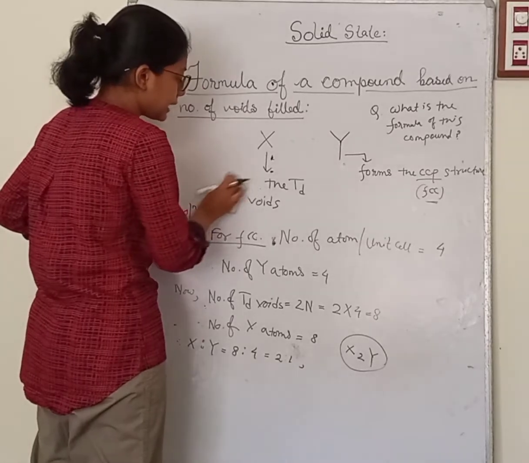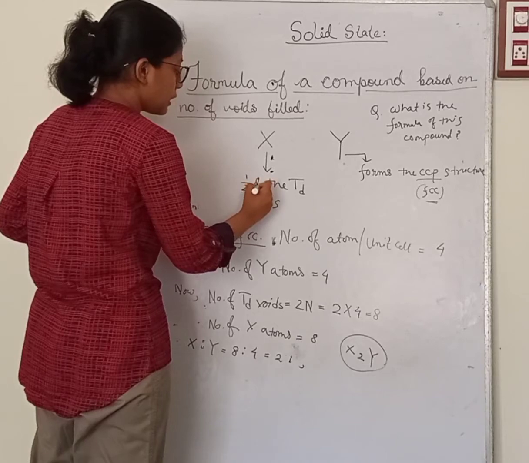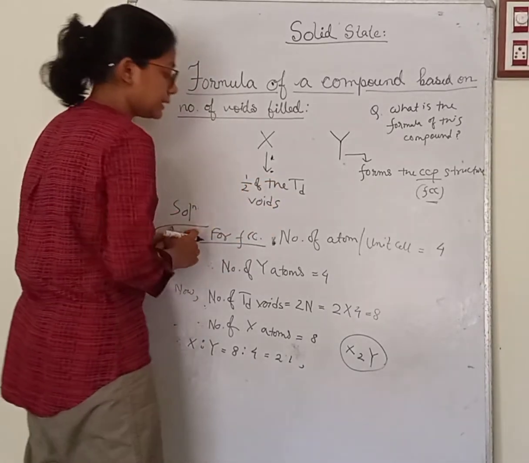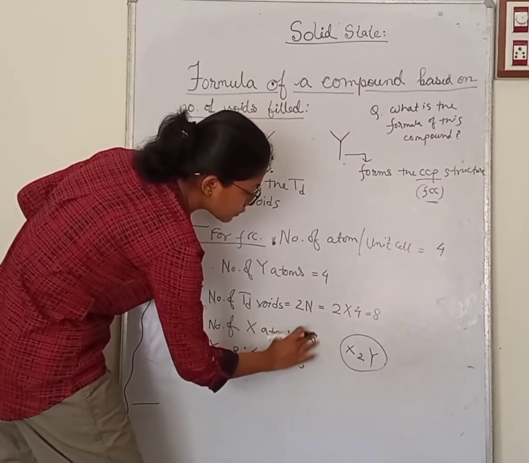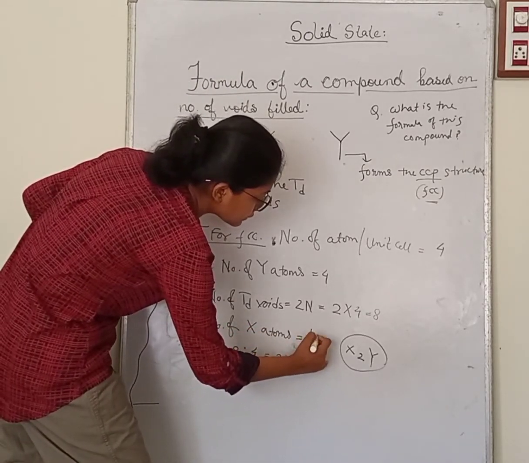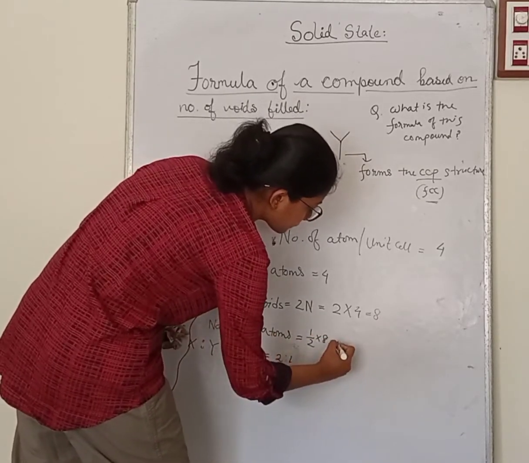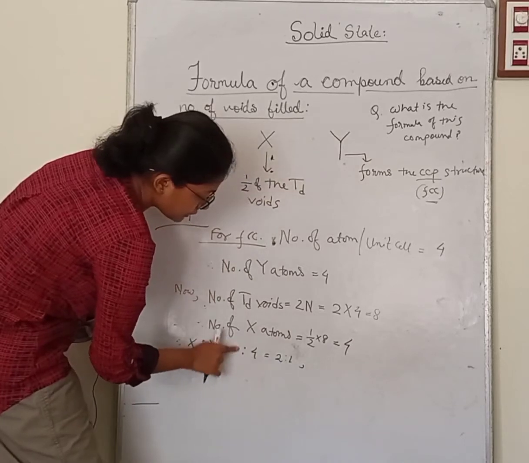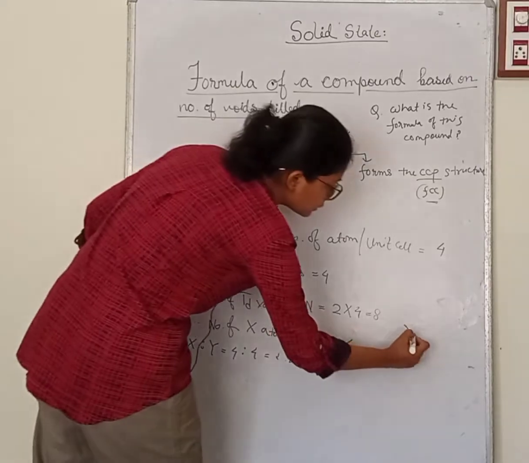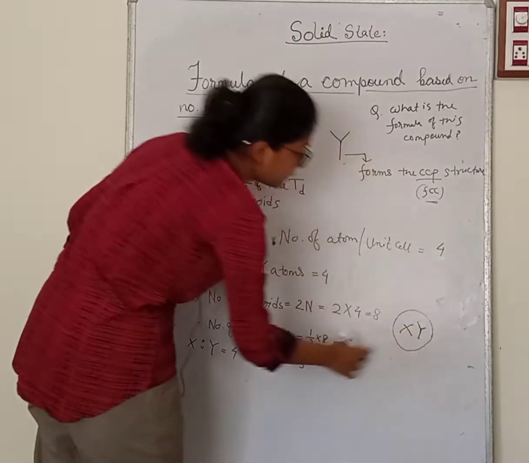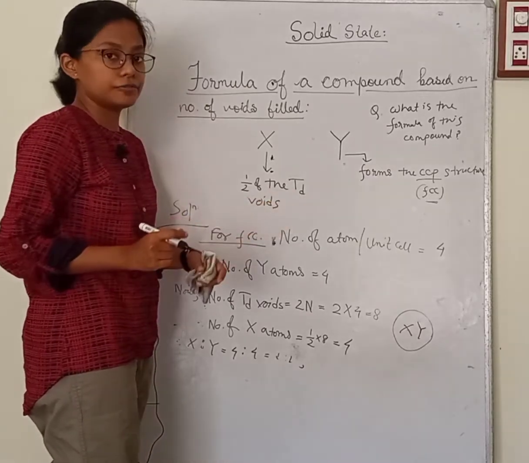If the question says that X occupies half of the tetrahedral voids, then the number of X atoms would be half of 8, which is 4. So the ratio would be 4:4 or 1:1, and the formula in this case would be XY if half of the tetrahedral voids are filled. Okay?